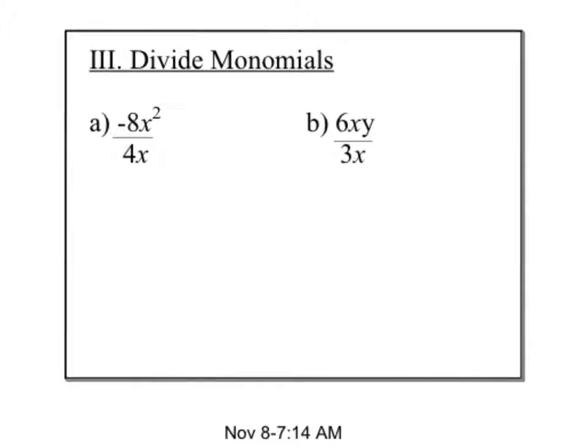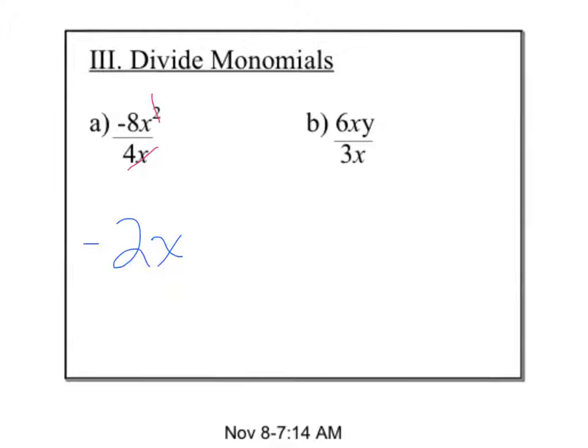For division, rules are still the same for dividing coefficients. You just divide them. And for variables, we're simplifying now. So for A, negative 8 divided by 4 will be negative 2. And for the variables, if you have the same variable on the top and the bottom, you can just start simplifying. So x squared divided by x, you'll lose 1x on top, and the x on the bottom will cancel, leaving you with just negative 2x.